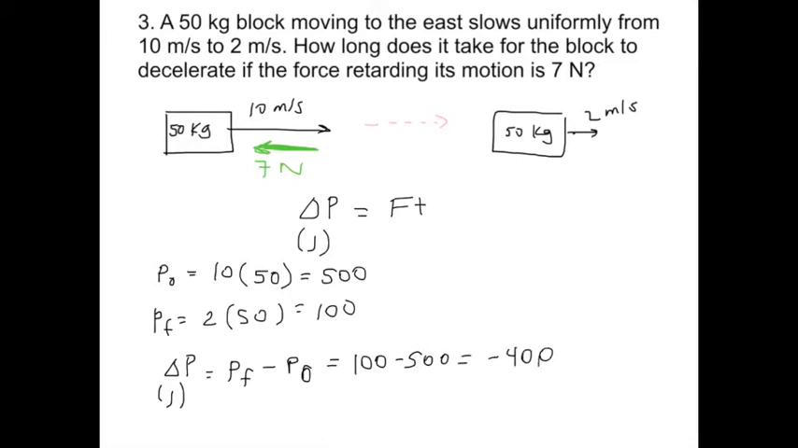So once we know this change in momentum, we can plug it into our equation. So now we get negative 400, which, by the way, the negative sign expresses the direction of the change in momentum. That's equal to, and we know that the force is 7 newtons, but it's going in the opposite direction of the way the block is moving, so we'll also call that negative 7 times time. Now if we divide both sides by negative 7, we can solve to get that the time for this change to take place is 57.1 seconds.